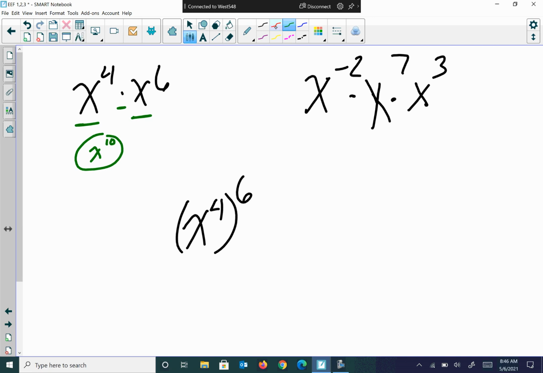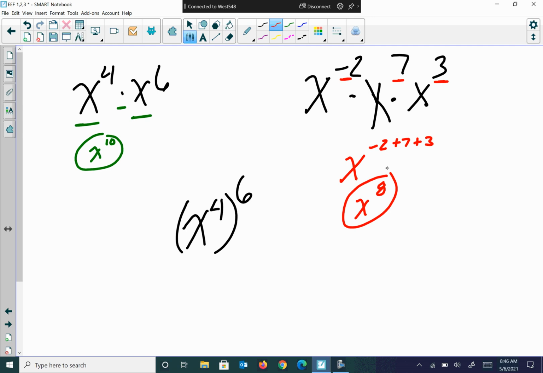Okay, Dan's worried that we now have a negative. Oh, hang on, it might be. Oh, Dan, you're right. Yeah, negative 2 plus 7 is 5. 5 plus 3 is 8. So this just becomes x to the 8th.